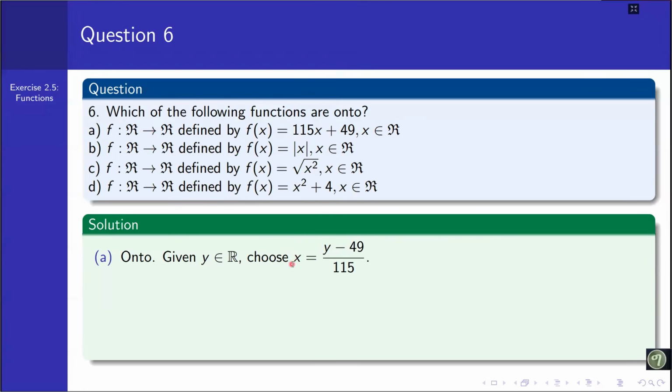ስለዚህ ለx በምንመለከት ጊዜ (y minus 49) over 15 ይሆናል። ስለዚህ this is defined for every y, or simply for every real number y. ስለዚህ እዚህ ውስጥ ላሉት ለሁሉም ኮምፖነንቶች from this expression we can find an x from the set of real numbers, that's simply from the domain of the given function, which is the preimage, so that this function is an onto function.